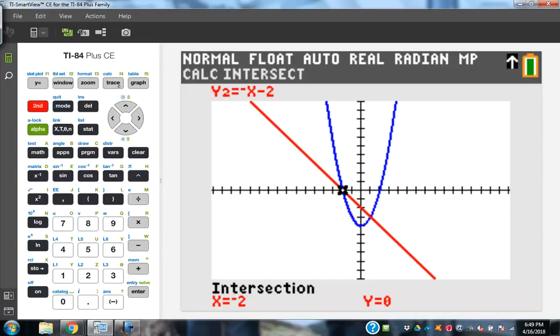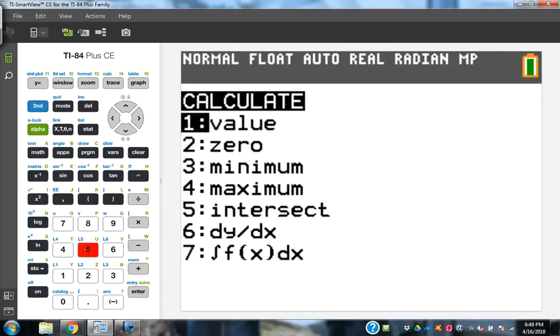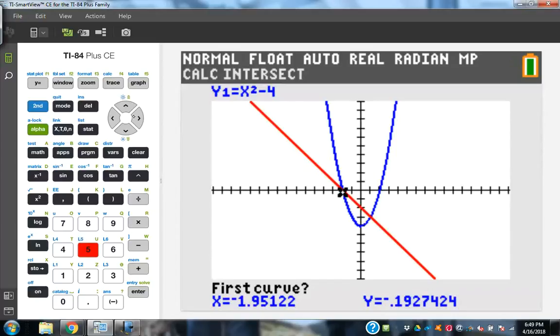So we hit second trace. We go to 5 for intersect. It asks us for first curve. It's the blue one. Notice it'll say Y1 up here, and then Y2. And then it asks us to guess. So I'm going to move over here closest to the one that I need now, which is a little too far. It's close right there. Enter 1, negative 3. That same ordered pair that I had found algebraically, I find with my intersection tool on my calculator.